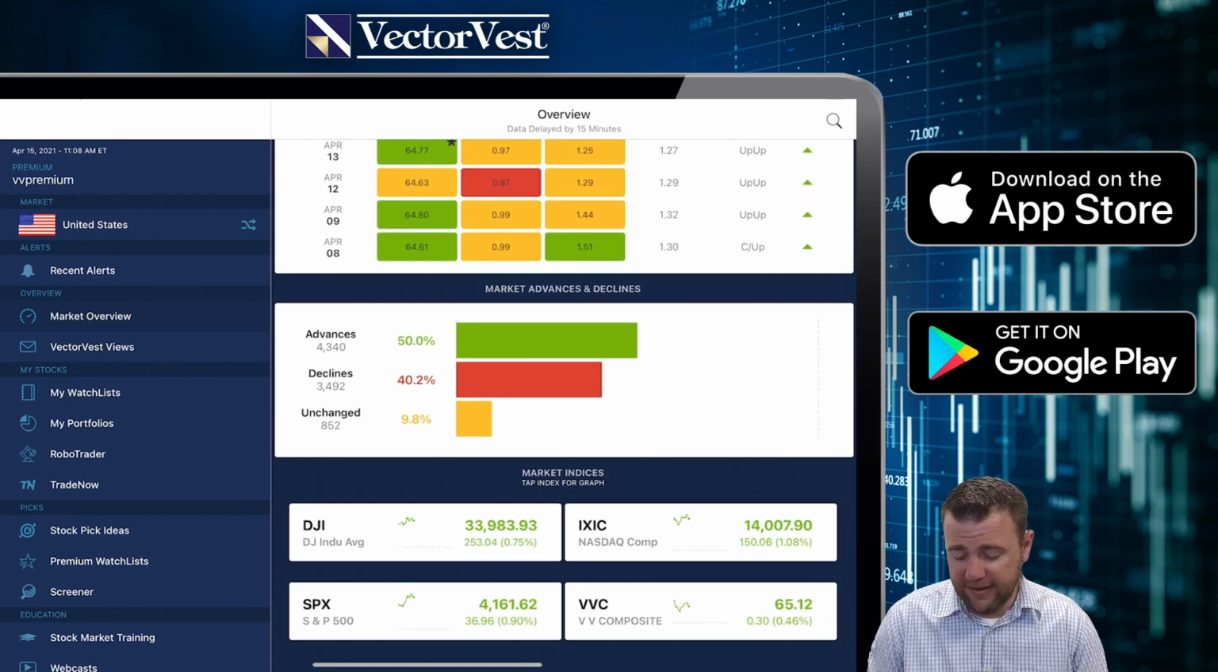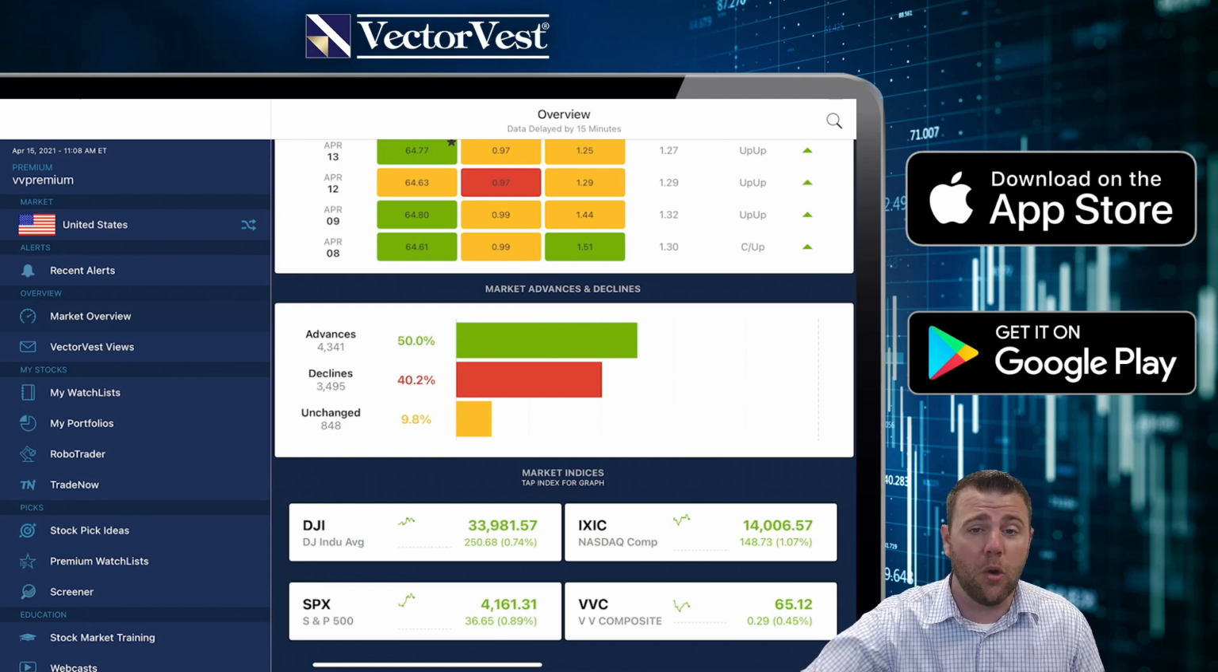Looking at the major indices, the Dow still about 0.75% higher. NASDAQ pretty much flat. S&P now 0.9%. So major indices haven't changed that much. But the VectorVest composite pulling back a little bit. It was up about 0.5%. Now it's down to 0.45. So we're definitely seeing some softening going on in the markets here today.